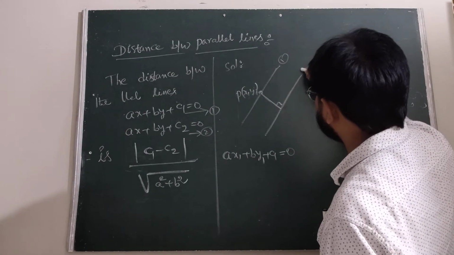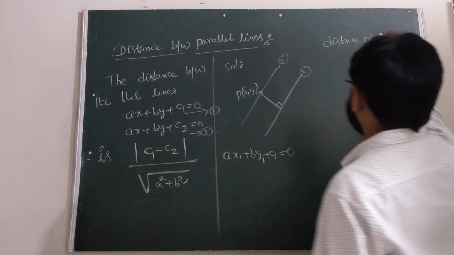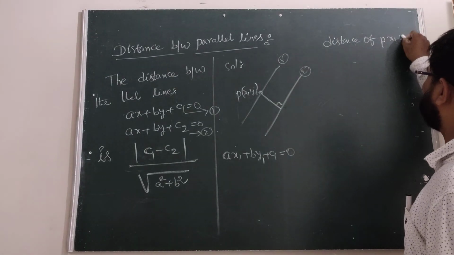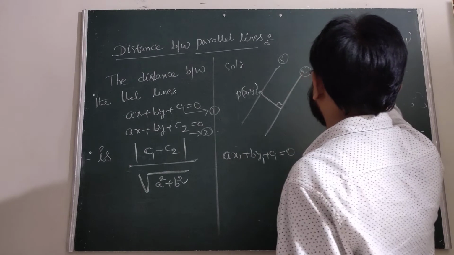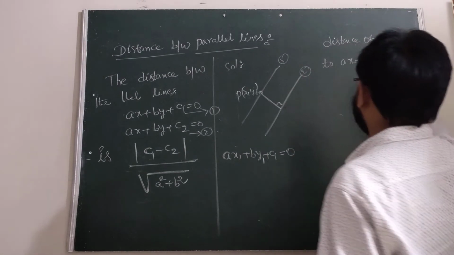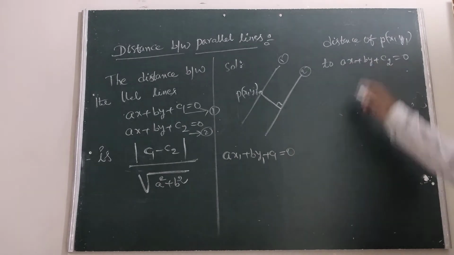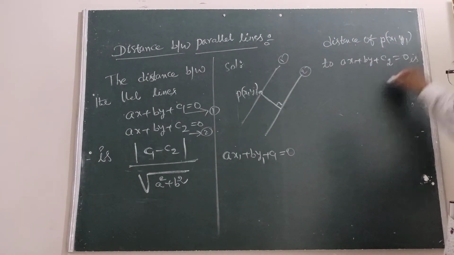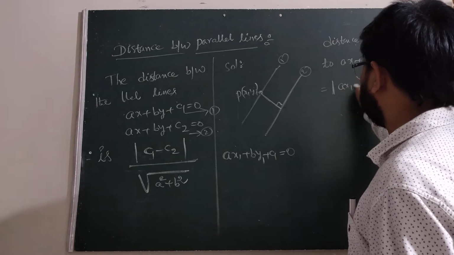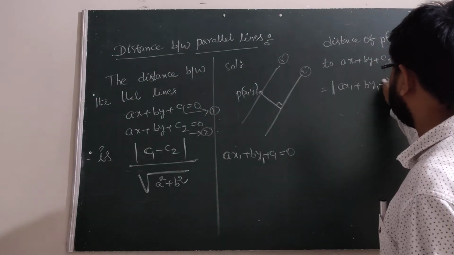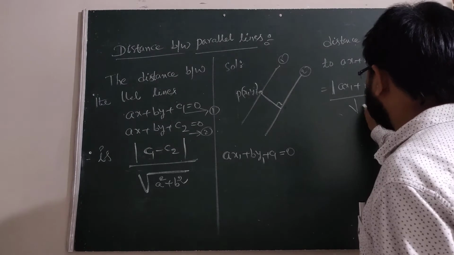We take equation 1 and this is equation 2. The distance of the point (x1, y1) to the second line ax + by + c2 = 0 is, as we just discussed, the modulus of (a·x1 + b·y1 + c2) upon root of a square plus b square.